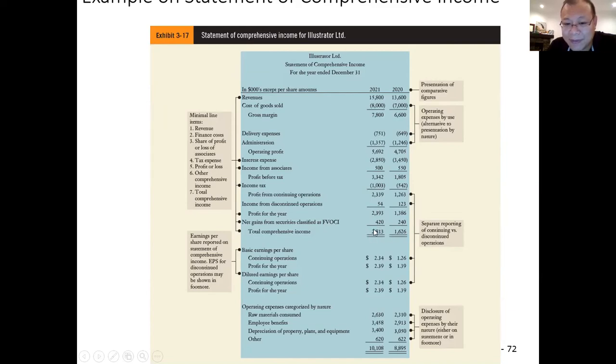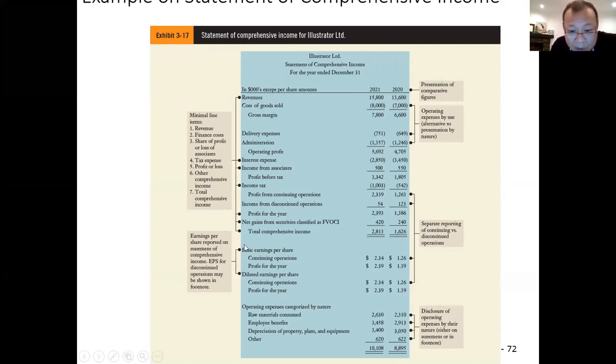Total comprehensive income. So they present the profit and the total comprehensive income in one statement. Remember I talked about the statement of income: comprehensive income can be presented in one single statement or in two components, right? So in this example, it is presented in one single statement.